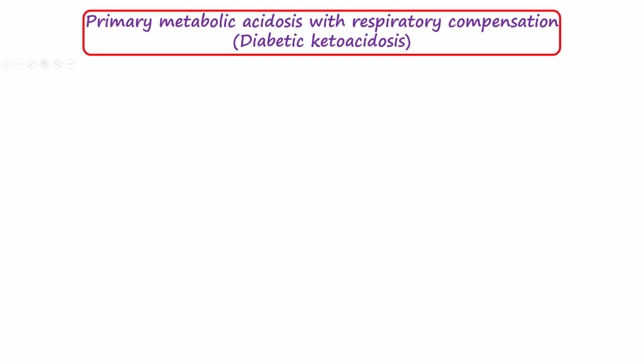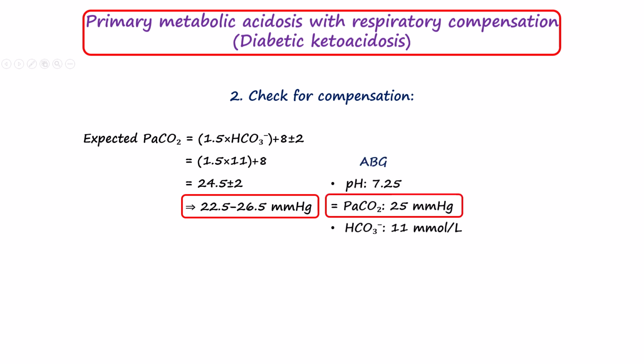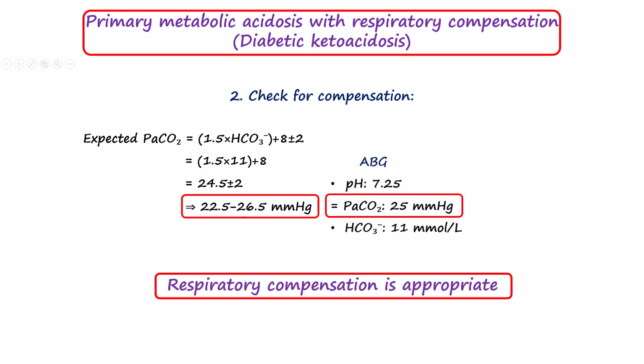Next, we check whether the respiratory compensation is adequate by calculating the expected PaCO2. We use Winter's formula for this. We get our expected compensation between 22.5 to 26.5 mmHg. The measured PaCO2 of 25 mmHg is well within this expected range, meaning the compensation is appropriate.